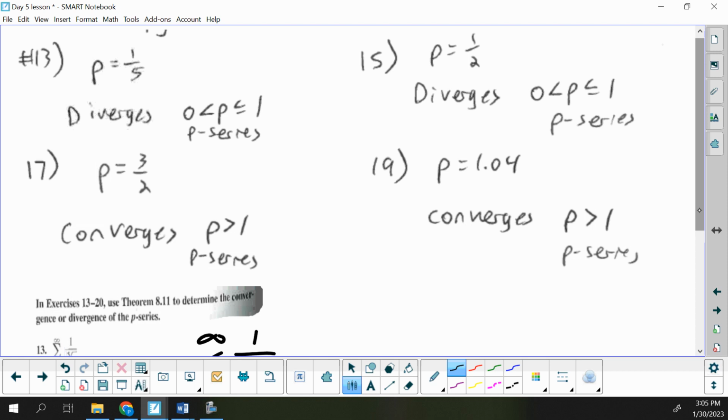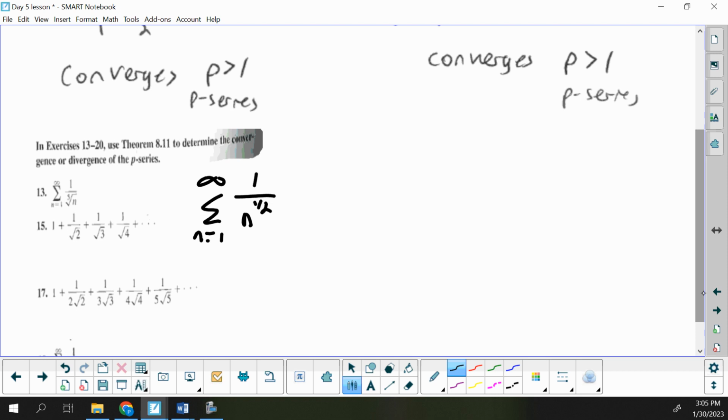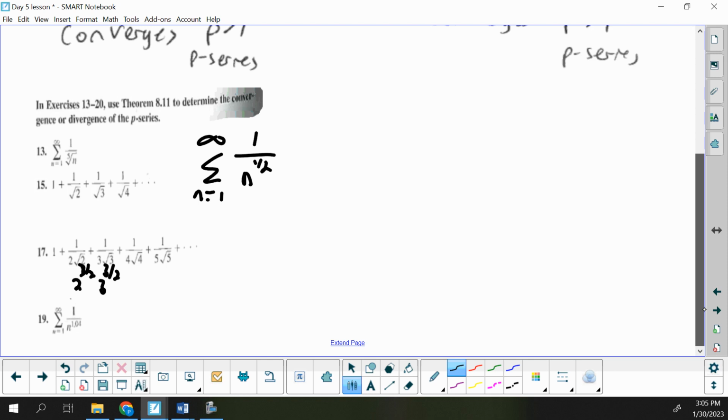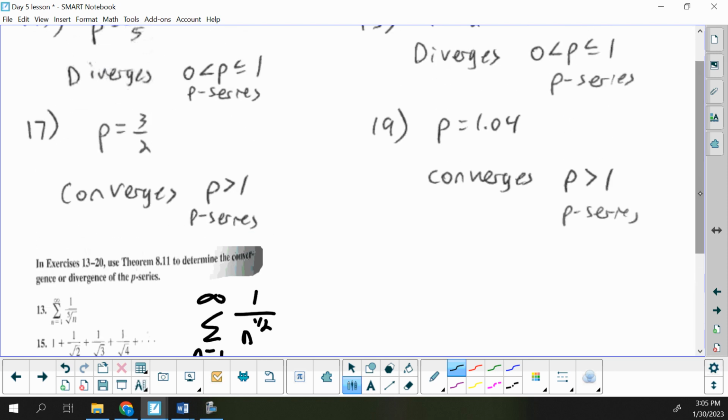So divergent p-series. Now you can't just say p is less than or equal to 1. You got to say p is greater than 0, but less than or equal to 1. In 17, this is 2 to the first times 2 to the 1/2. So all of these are actually raised to the 3/2. So this is a p-series where p is greater than 1, so it converges. And then the last one, number 19, the exponent in the denominator there raised to the 1.04, that p is greater than 1, so that would be a converging p-series.